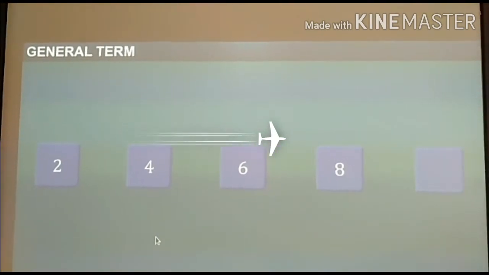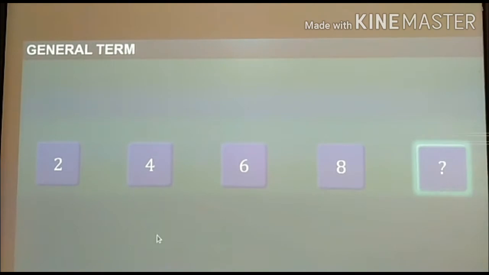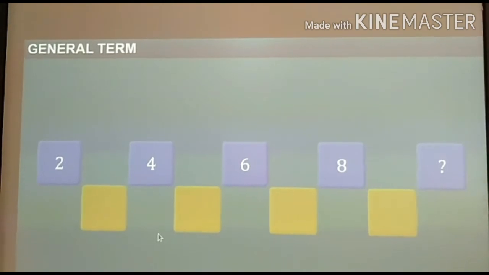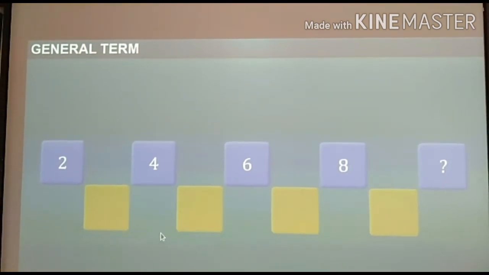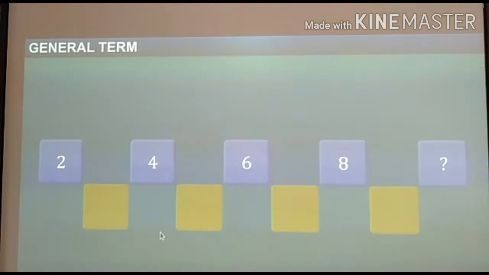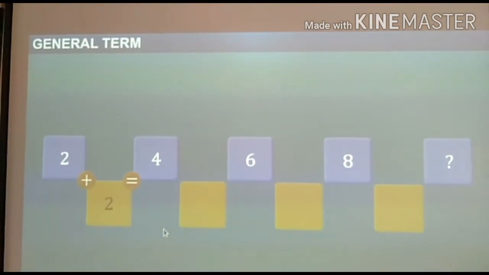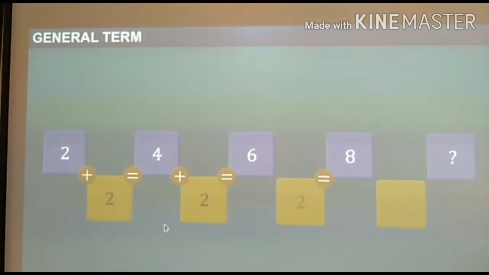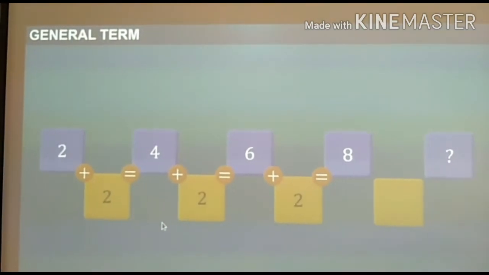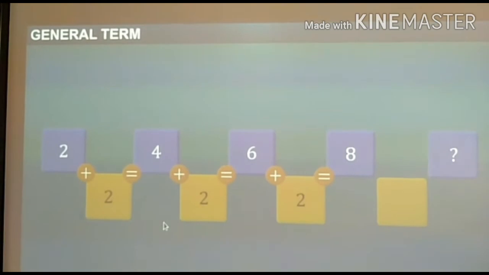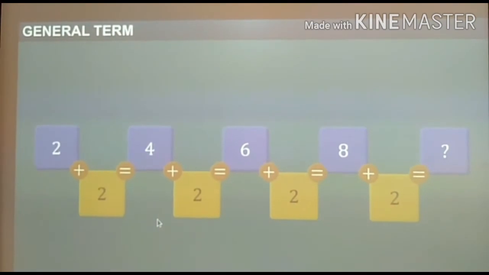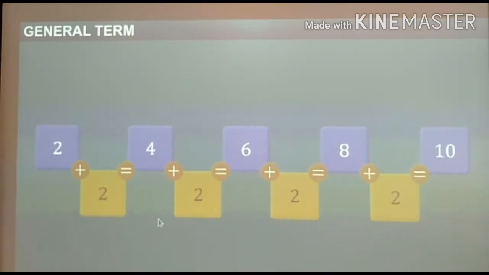Let's take another similar sequence of numbers: 2, 4, 6, 8, where the fifth term is unknown. Then what will be the fifth term? If we analyze the sequence, it is very clear that we get each term by adding a fixed number, like 4 is equal to 2 plus 2, 6 is equal to 2 plus 4, 8 is equal to 2 plus 6. The fifth term will be 8 plus 2. The constant is 2, so the fifth term will be 10.